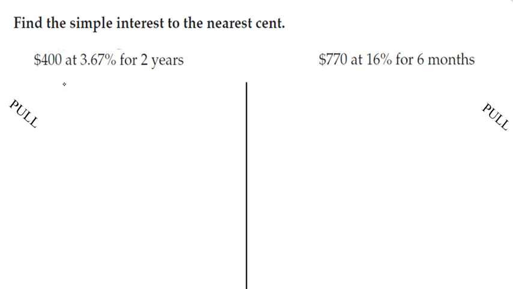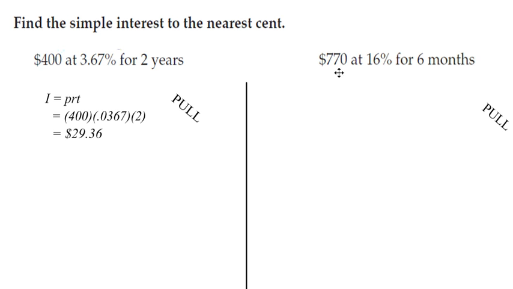All right, I hope you had a chance to take a look at those. The principal on this one is 400. The rate is 3.67%. So as a decimal, that'll be 0.0367, and the time is 2 years, giving us an answer of $29.36 over those 2 years.